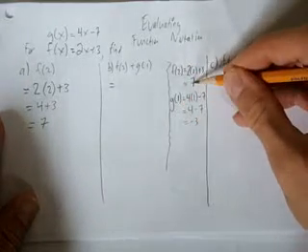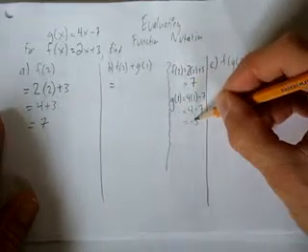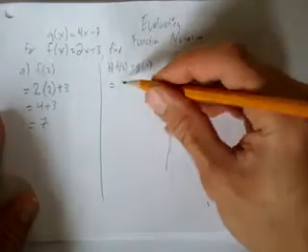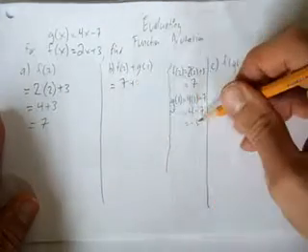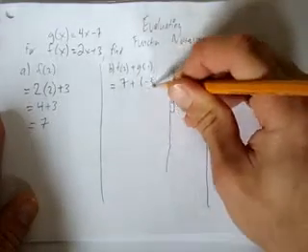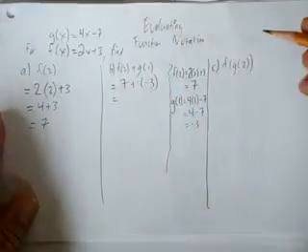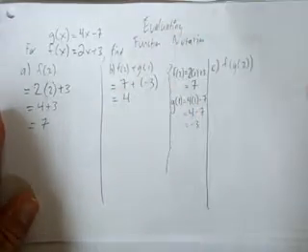So I know f at 2 is 7, and g at 1 is negative 3. In other words, I want to add f at 2, that's 7, plus g at 1, that's negative 3. 7 plus negative 3 is 4.